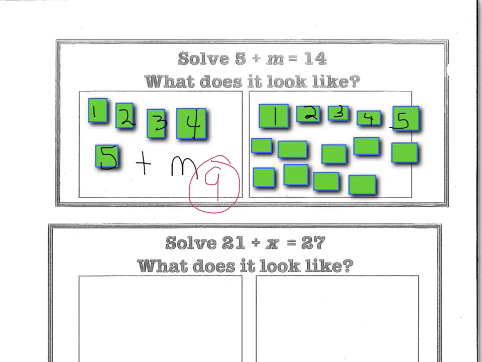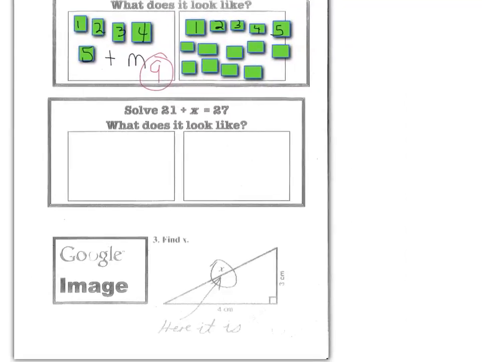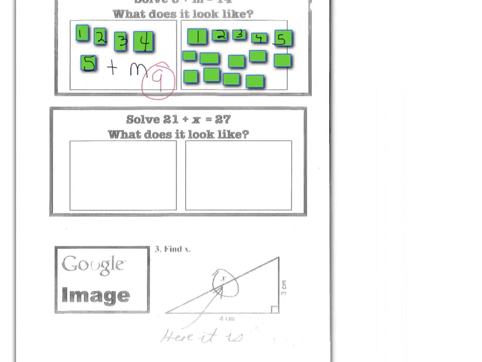Let's plug it in to make sure that that is true. 5 plus 9 equals 14. Is that true? Sure it is. Let's give ourselves a star for that because we did such a good job. Perfect. Okay, let's do another one together. Okay, let's see here. 21 plus x equals 27.